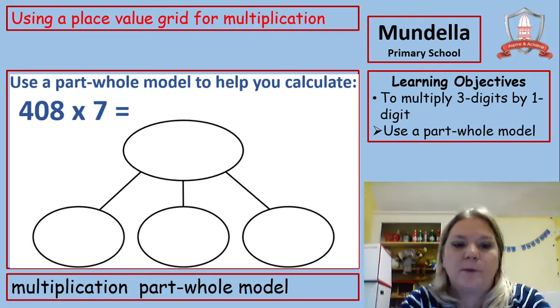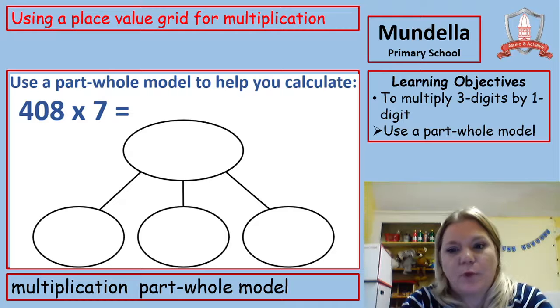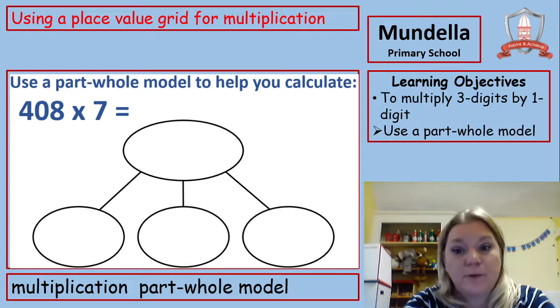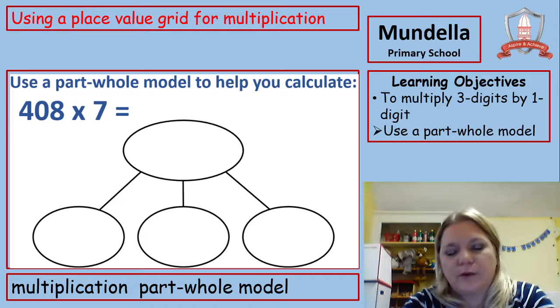Now we're going to look at part whole models for calculating 3 digits multiplied by 1 digit. The number that we're going to be looking at is 408, and we want to multiply that by 7. So remember, when you do part whole models, you have to partition the number, so 408, into hundreds, tens and ones, and then you multiply all of those parts. All of them need to be multiplied by 7.